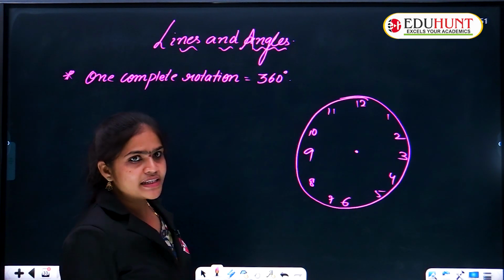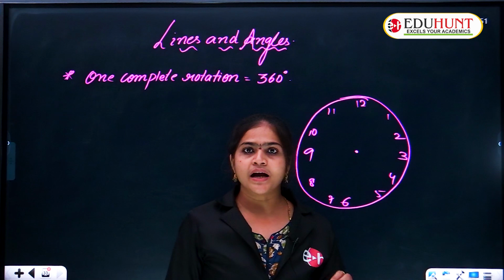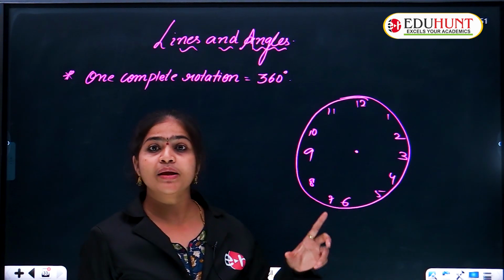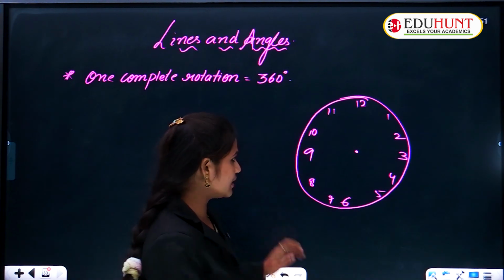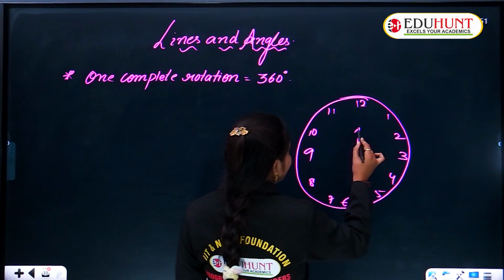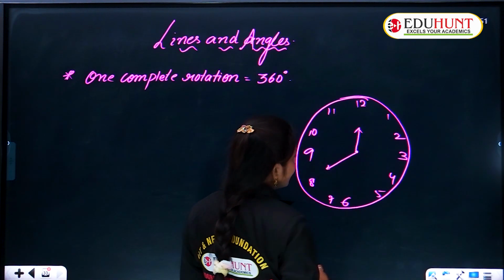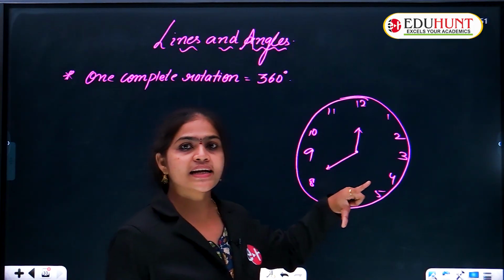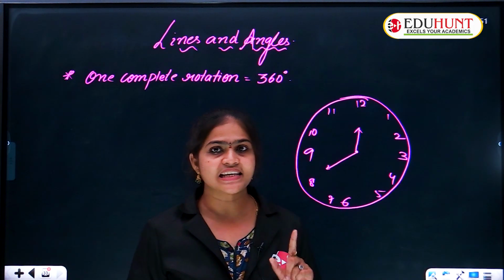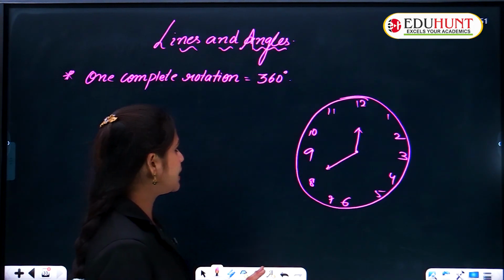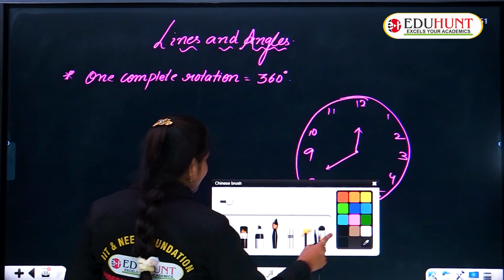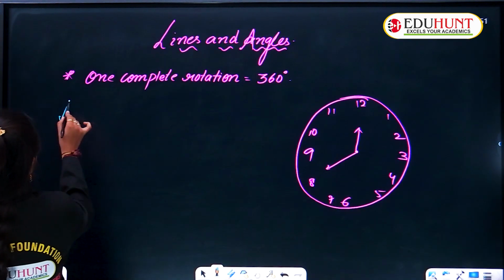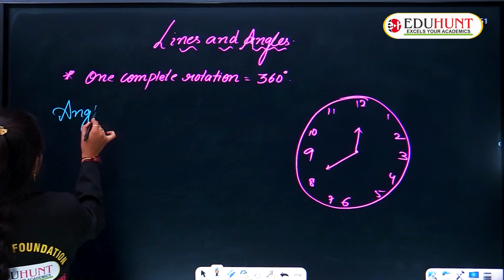Understood? Now see the angles made by the hour hand and, in the same way, the minute hand of a clock. This is the hour hand and this is the minute hand. The short hand is called the hour hand and the longest hand of a clock is called the minute hand. We know that, right?